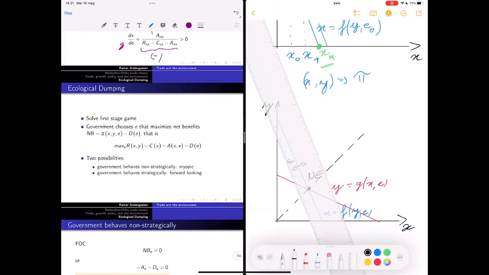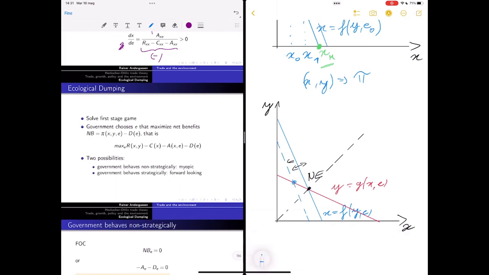So what is your Nash equilibrium in this case, assuming that the other country does not change emissions? The Nash equilibrium is here, right? This will be my new Nash equilibrium, with emissions E prime lower than E. Everybody agrees with the picture I've drawn, at least.